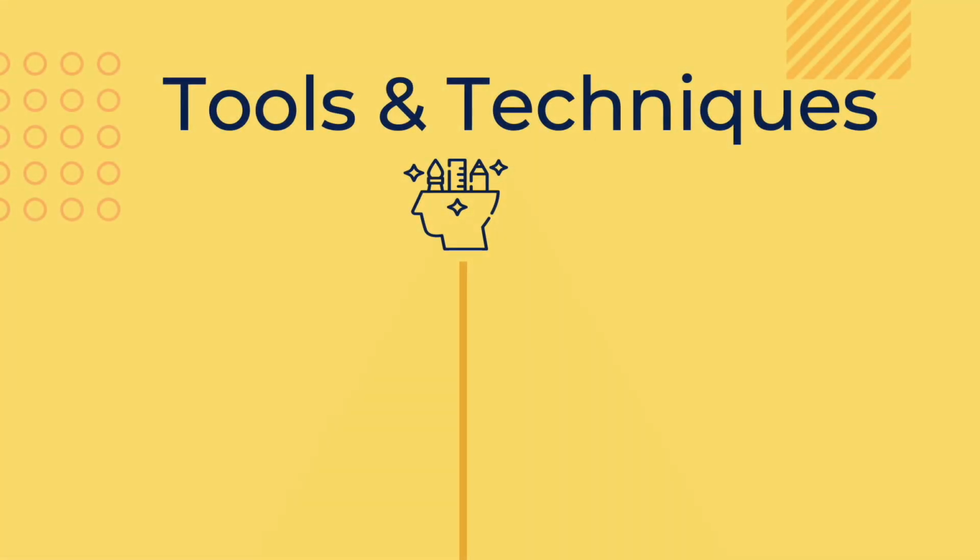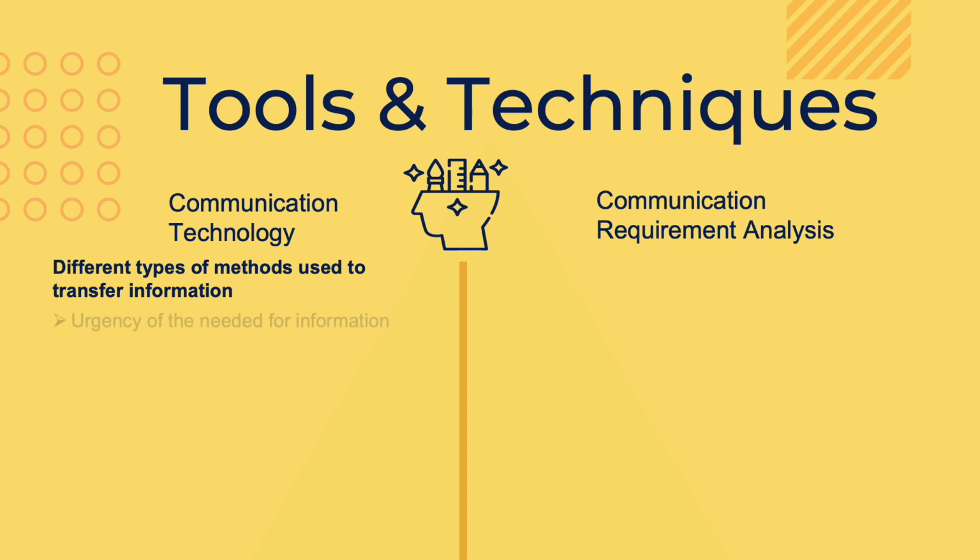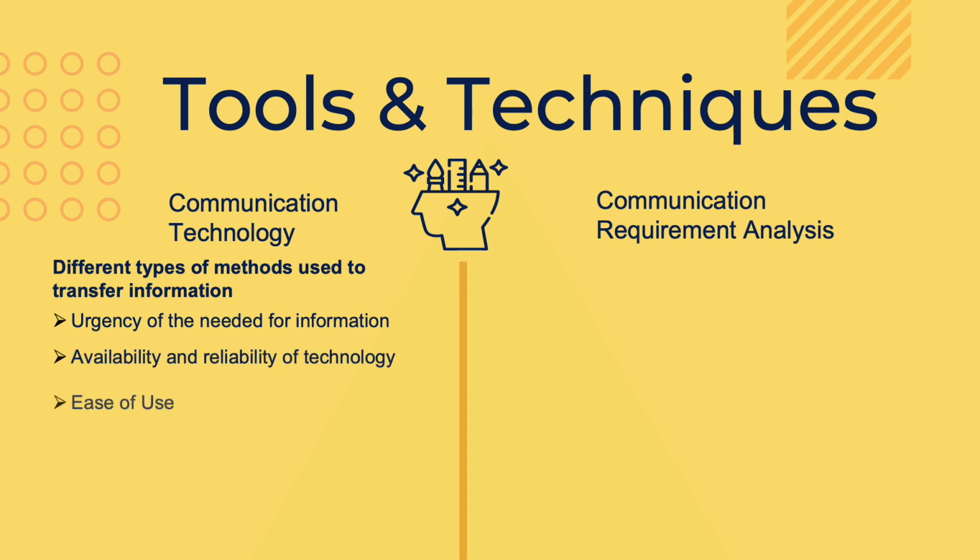Two main tools and techniques that come into place during planning are communication technology and communication requirement analysis. Communication technology includes different types of methods used to transfer information among project stakeholders. Factors that can affect the choice of technology used are dependent on the urgency of the needed information, availability and reliability of the technology, ease of use, project environment, and lastly, sensitivity and confidentiality of the information.